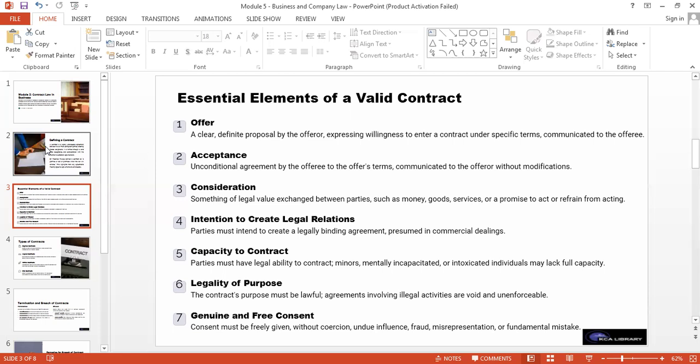As per the intention to create legal relations, parties must intend to create a legally binding agreement, presumed in commercial dealings. And also, parties must have legal ability to contract. Minors, mentally incapacitated or intoxicated individuals may lack full capacity, and that is capacity to contract. And for legality of purpose, the contract purpose must be lawful. And genuine and free consent shows that consent must be freely given without coercion, undue influence, fraud, misrepresentation, or fundamental mistakes.